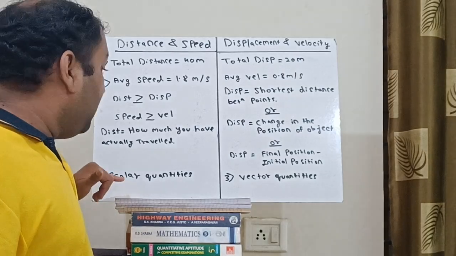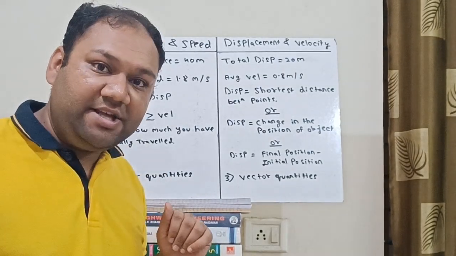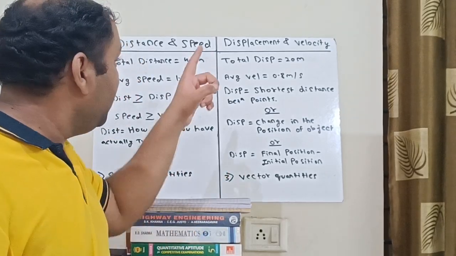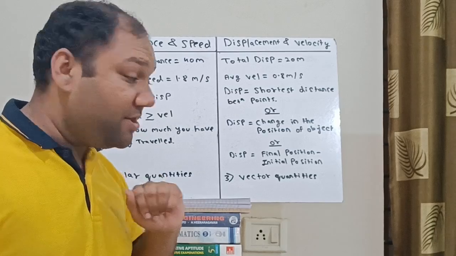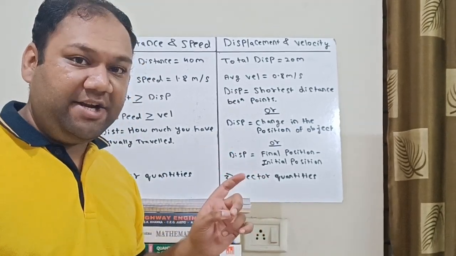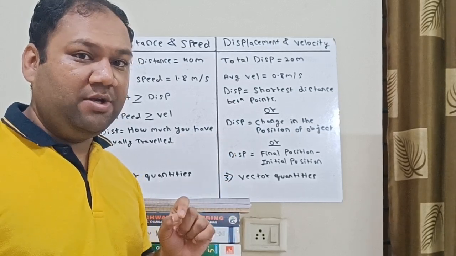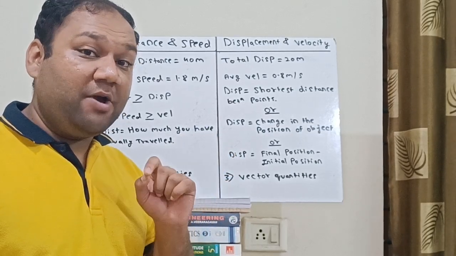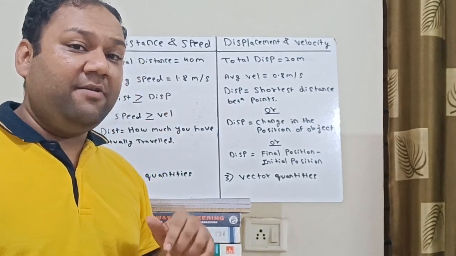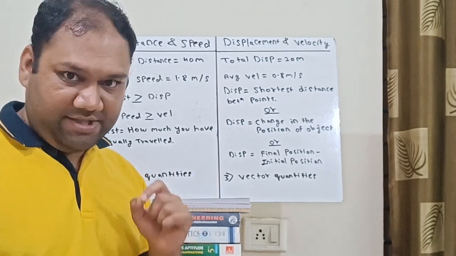Lastly, distance and speed are scalar quantities, that is, the direction of these quantities is not taken into account, while displacement and velocity are vector quantities. In these, along with the magnitude, the direction of these quantities plays a very important role. So I hope that you have gotten a glimpse of what displacement and velocity are, and from today you will be able to differentiate them from speed and distance.